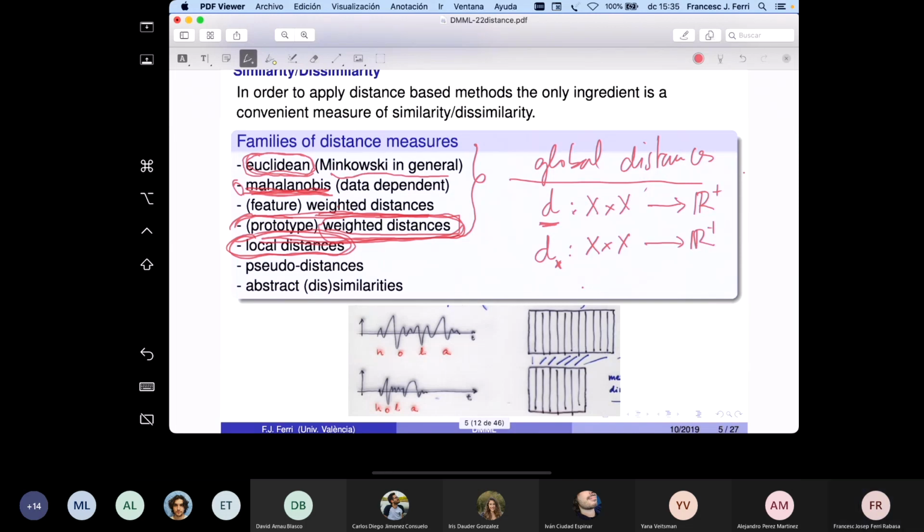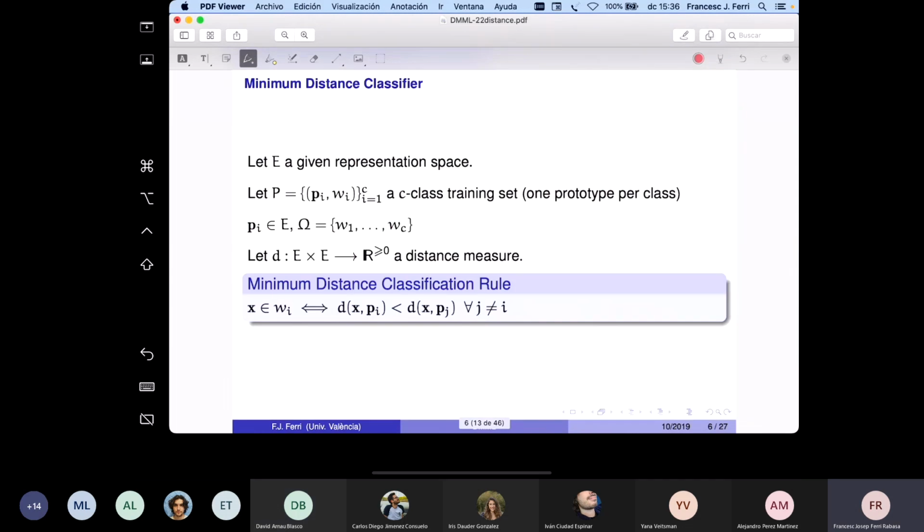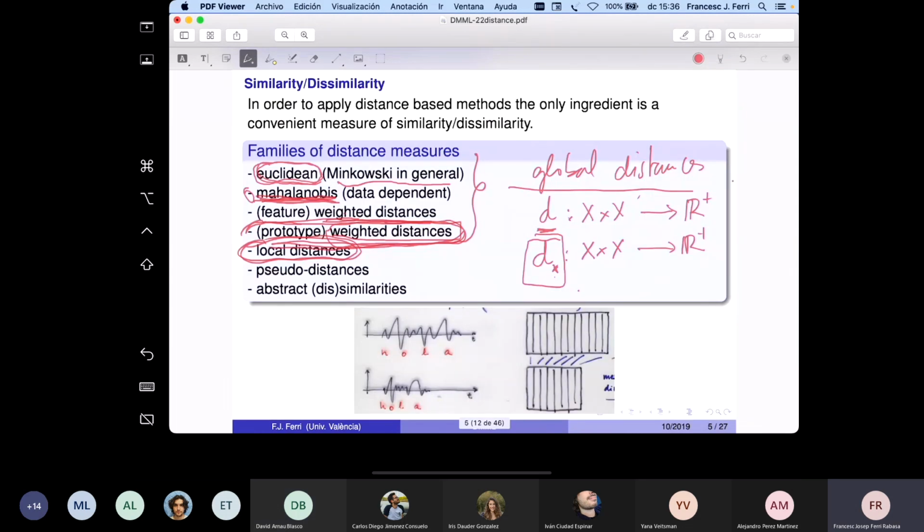You see? A global function for the whole space, a different function for each point of the space. It's okay? Yes. Okay. Well, so let's go into some details.